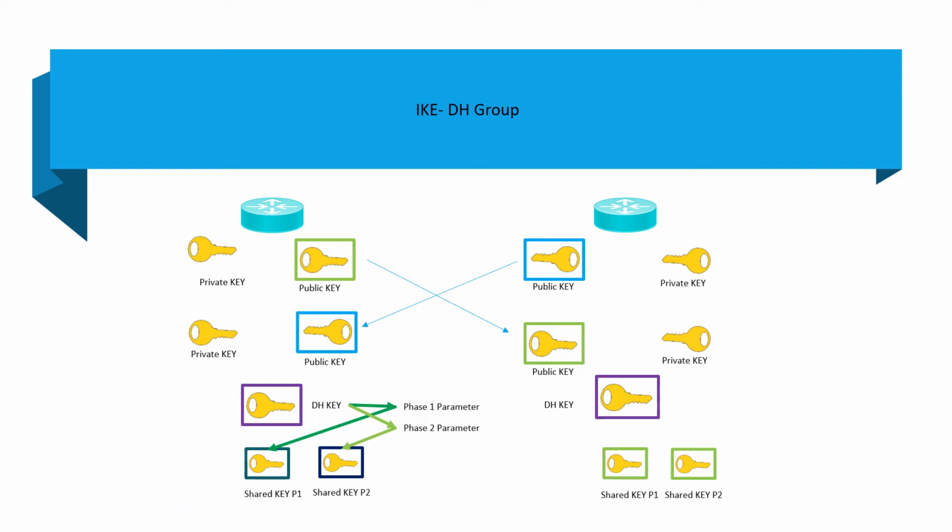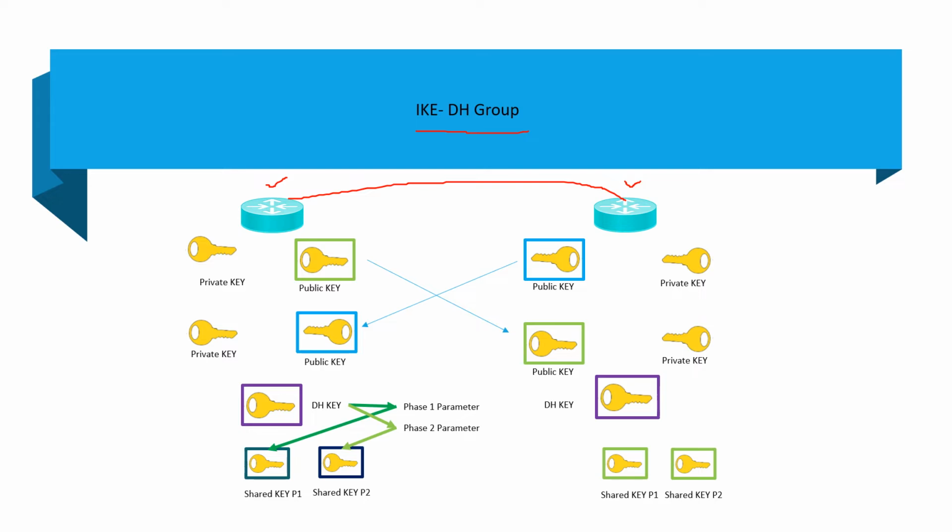Let's now understand DH groups. DH groups are the Diffie-Hellman groups. They are responsible for generating the shared secrets. Let's try to understand how it works. For example, this is my router 1, or maybe a firewall device, and this is another device, and I'm trying to form a tunnel between these two devices. So how does the DH group function?